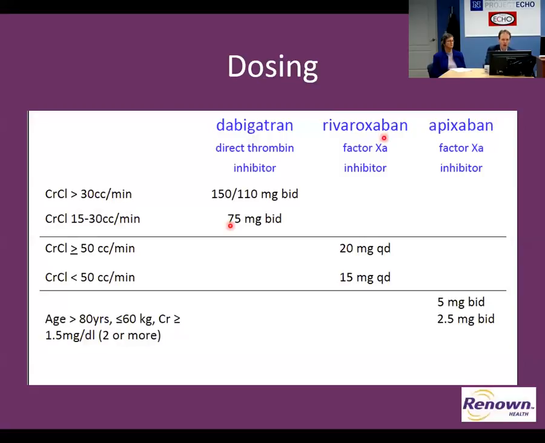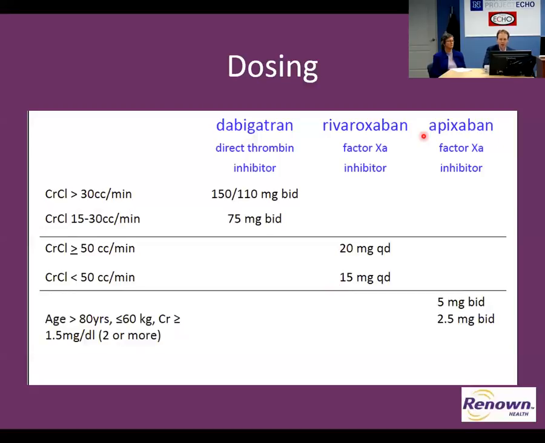For rivaroxaban or Xarelto, if your creatinine clearance is over 50, you go to the 20 milligram dose, and under 50, you go to the 15 milligram dose. And so under 50, 15 milligram dose.